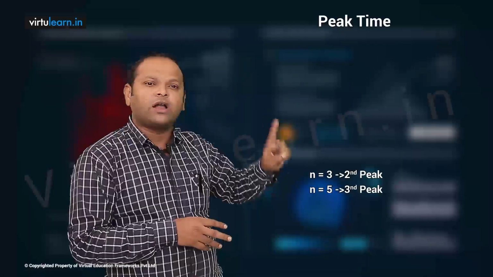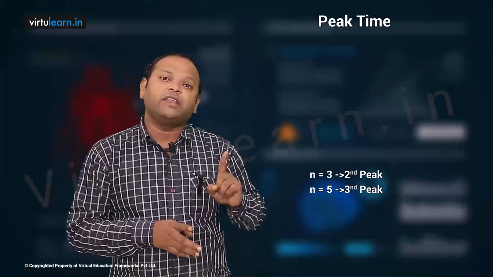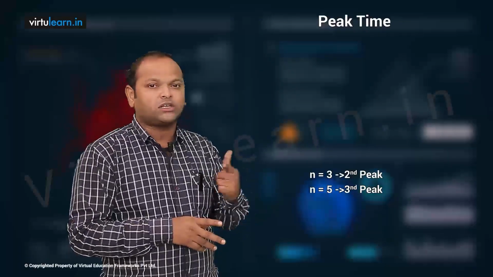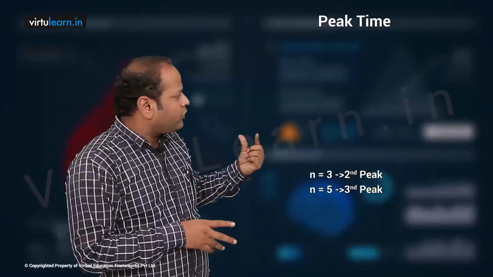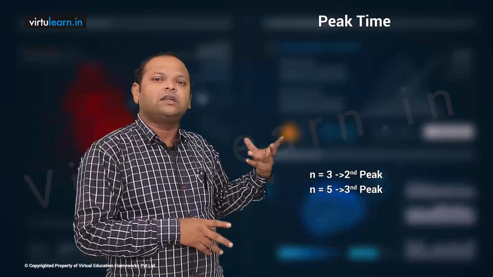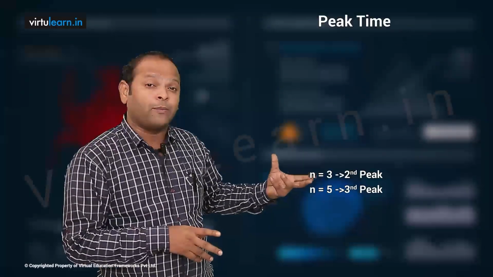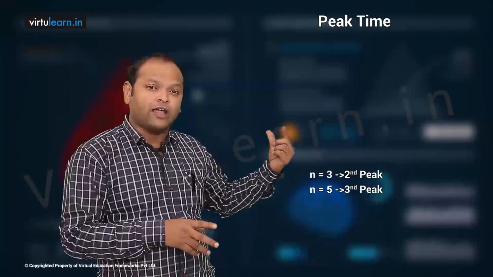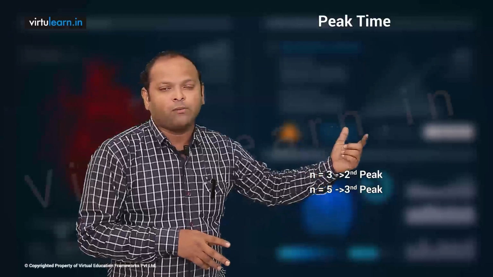When n is equal to 1, it is the first peak. When n is equal to 3, it is the second peak. For the second peak, it is not 2, it is 3. Therefore, we can write 3 pi by omega d. So it is the time taken to reach the second peak. Like that, if you want the third peak, then you should use 5 pi, 7 pi, 9 pi, like this. These are the peak values.